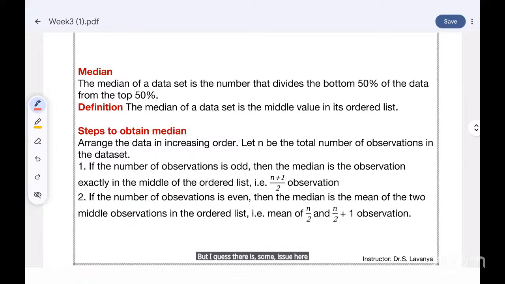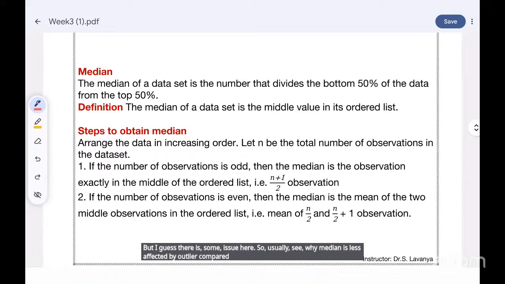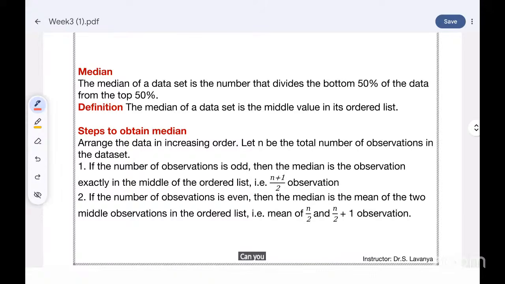See, why median is less affected by outliers compared to mode is something very intuitive, right? Can you say, first of all, what is median? Do you understand that part? If you understand that, then why I am saying median is less affected by outliers should be very clear. Can you tell why? Ma'am, because of its position. Exactly, that's it.